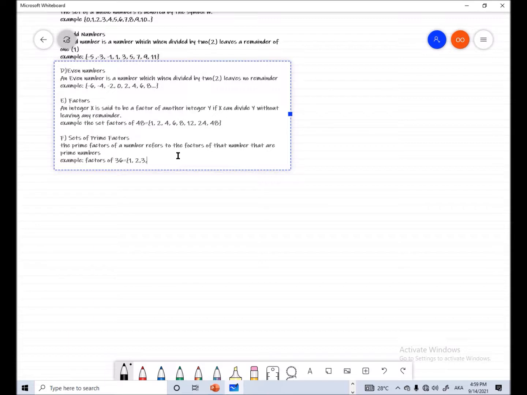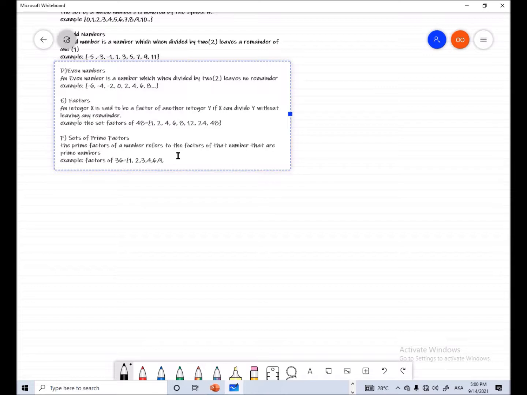4 times 9 is 36. Yes, so we can talk about 4, right? 4 times 9 is 36. 4 times 10 is 40. So if we talk about 4, then we can talk about 9 too. 6 times 6 is 36, so we can talk about 6.